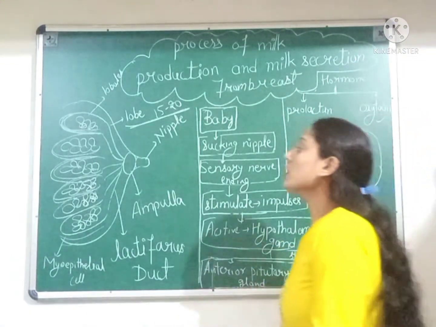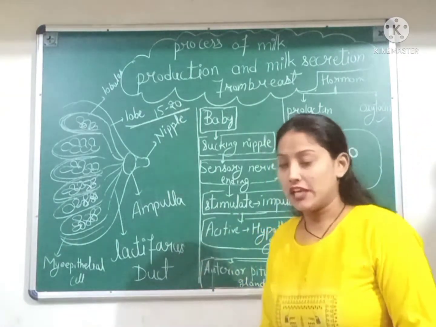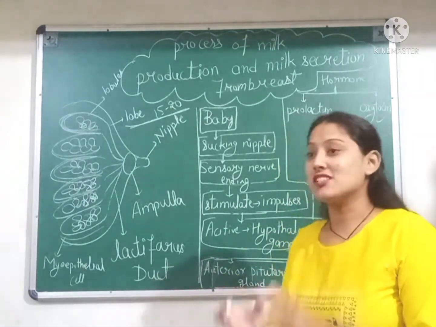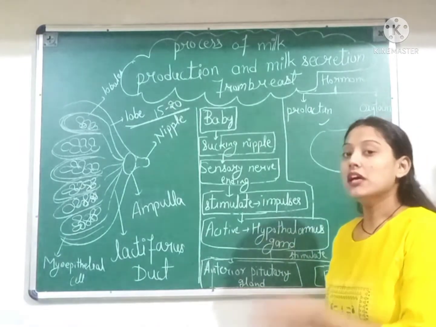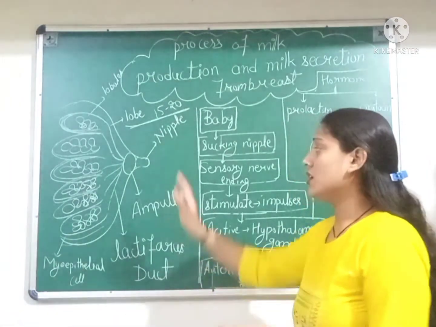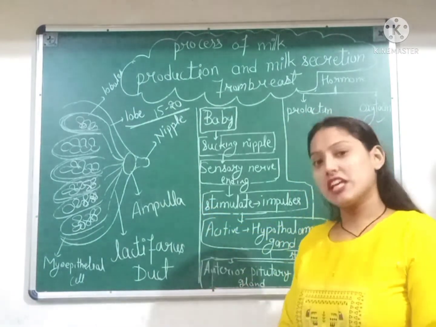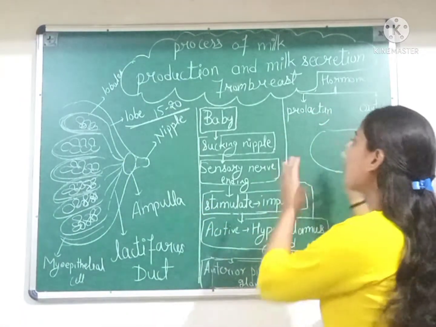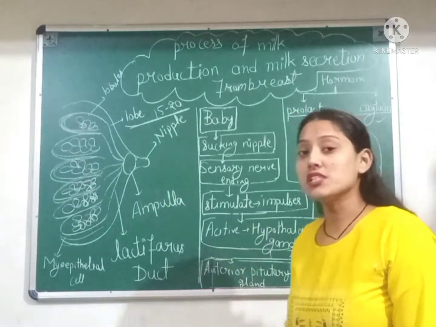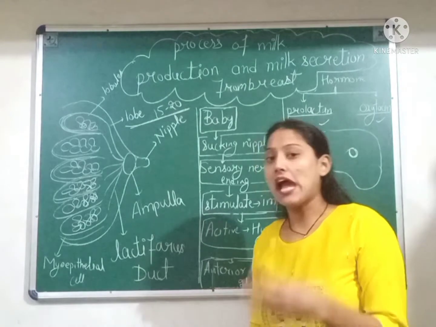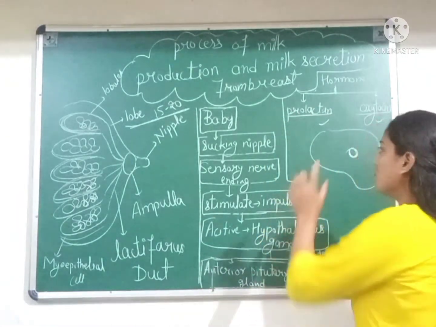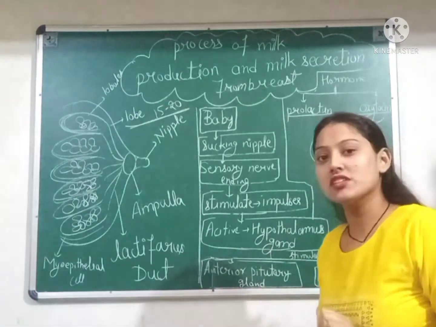Here you can easily understand that the main work of milk production and secretion starts from here. These are the important hormones, and both are responsible for the production of milk and the secretion of milk. So how can we say both hormones are responsible for both things?